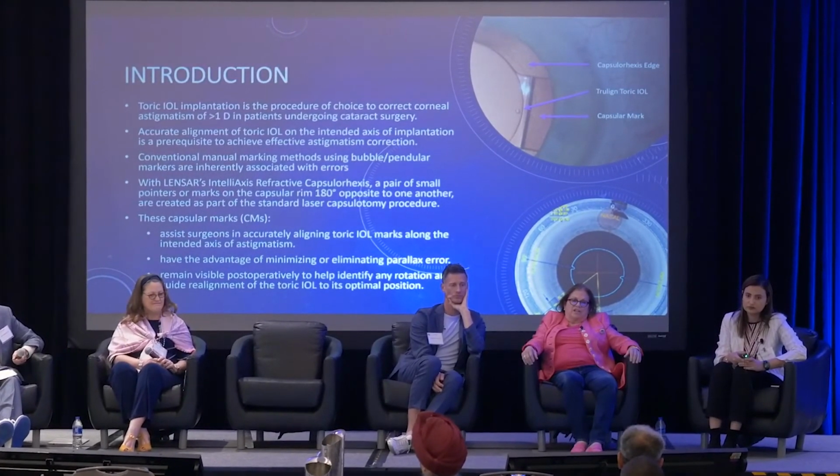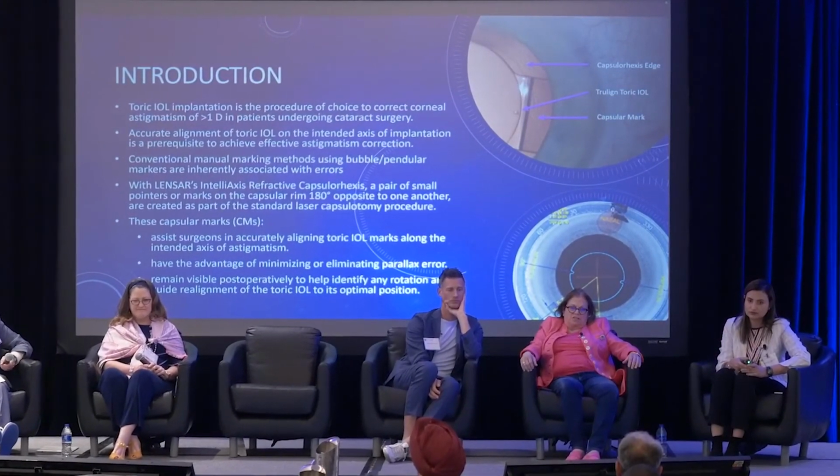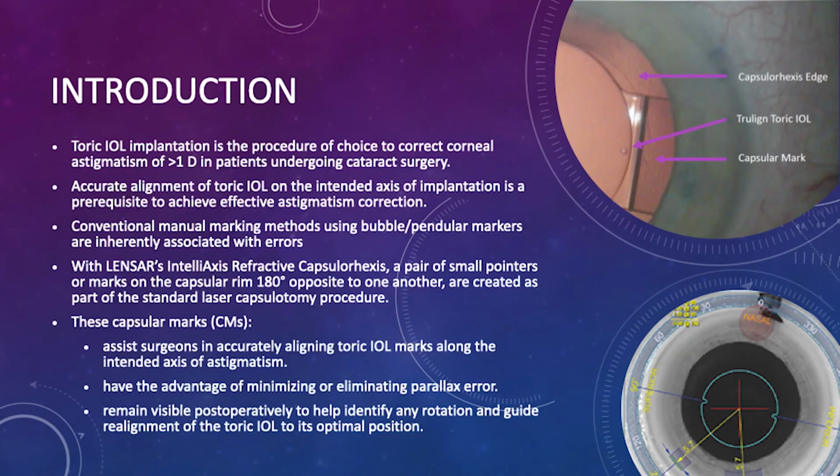So LENSAR's IntelliAxis marking system is just awesome. It's a pair of marks on the capsular rim, placed 180 degrees opposite one another. That's on their standard laser capsulotomy procedure. And these marks allow us to align the intended axis of astigmatism. It also takes care of the parallax error, and it also allows us at the slit lamp, the first postoperative day, to see whether our toric lenses are aligned. And if they're not, we know right away, and we can easily rotate them back at the slit lamp.